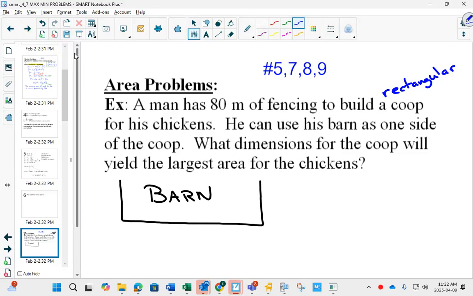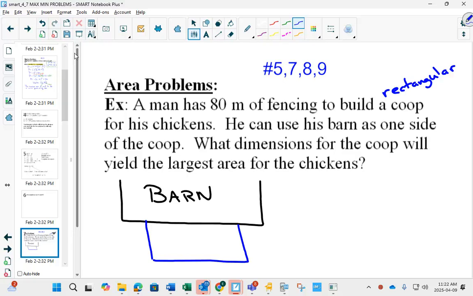He's smart. He's like, I can use one side of my barn as a fence. That way I can get a bigger area for my chickens. And I'll build a rectangle off of this and use up all 80 meters of my fencing. But depending on what I do, I'm going to get different areas. It would be actually really dumb to make this 1 meter, 1 meter, and 78. Your chickens can just run in straight lines. They don't have much room. They probably wouldn't taste as good either if they're running that way. So that wouldn't make sense.